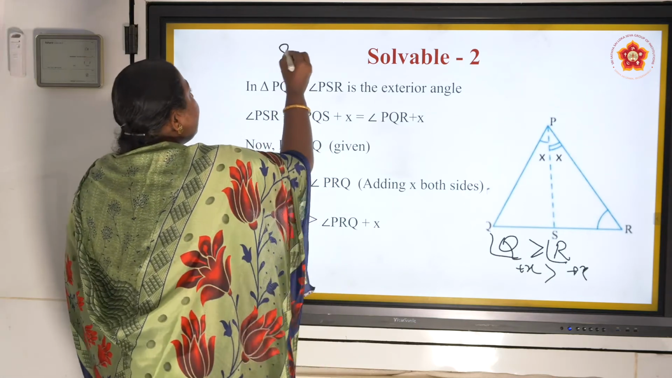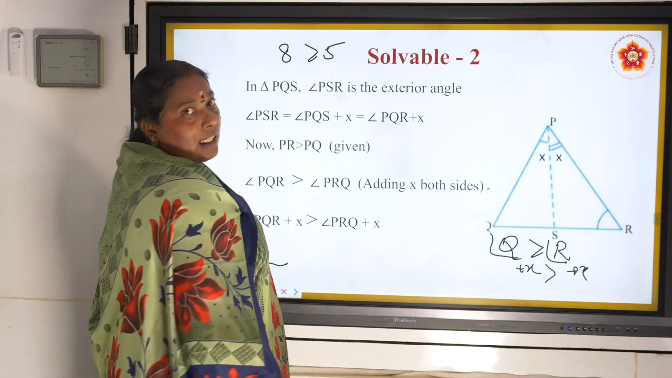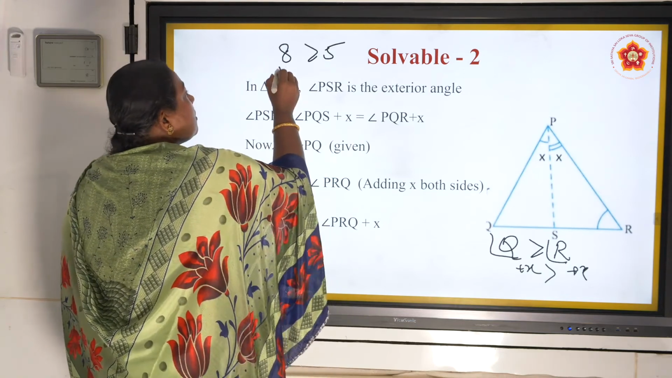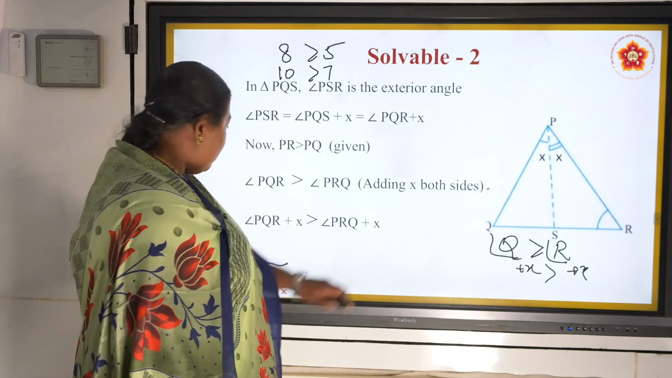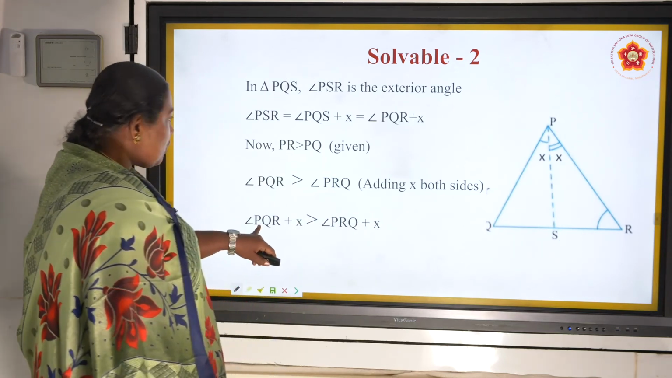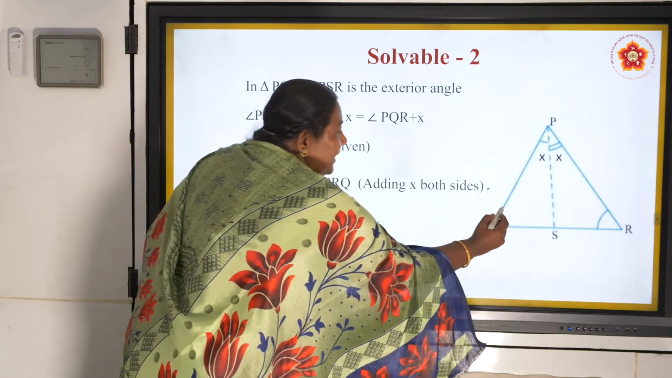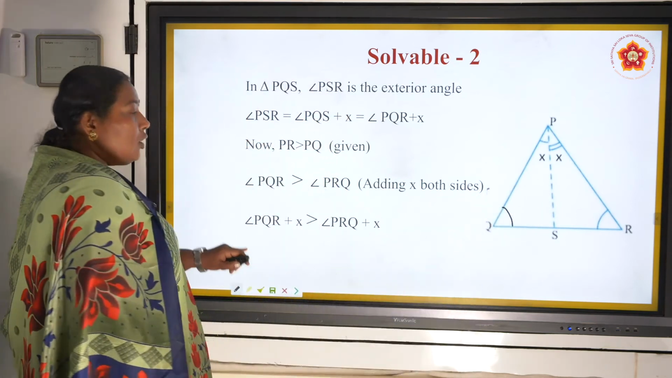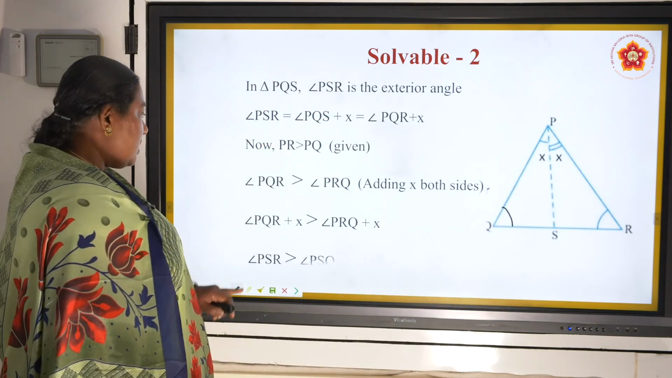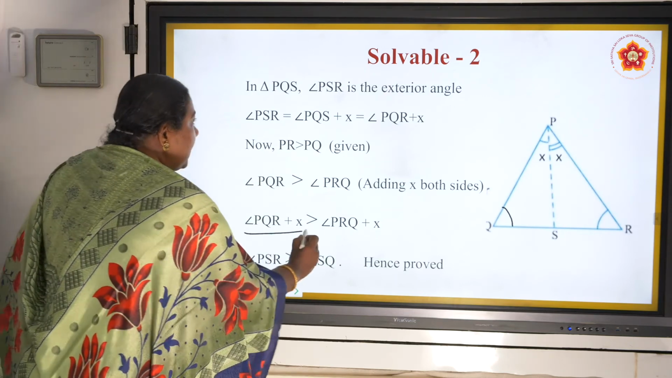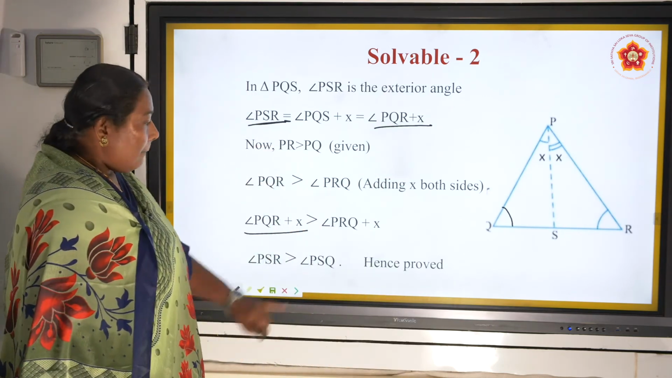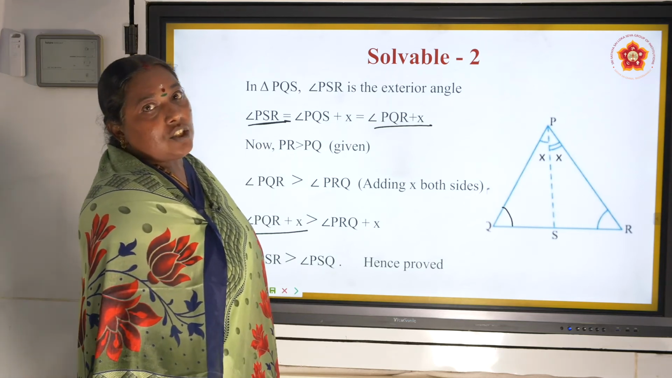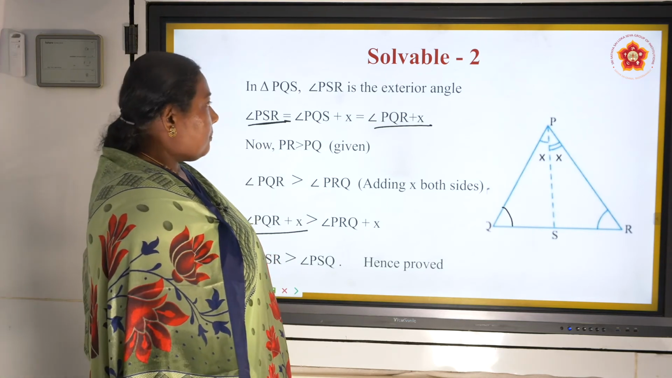Just an example. 8 is greater than 5. I am adding 2 to both, so it becomes 10 greater than 7. Is it right or not? The same theory here also. In PQR, angle Q is greater than angle R. I am adding X on both sides. It will reach that angle PQR, which is equal to PSR, is greater than PSQ. That is my destination where I have to reach.